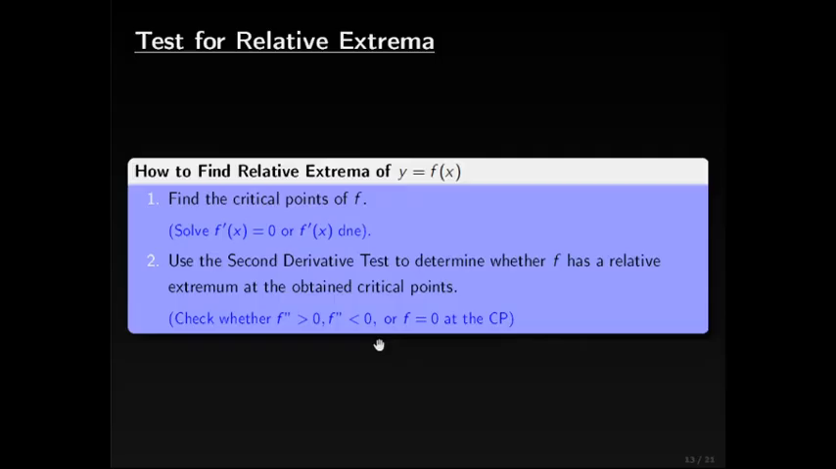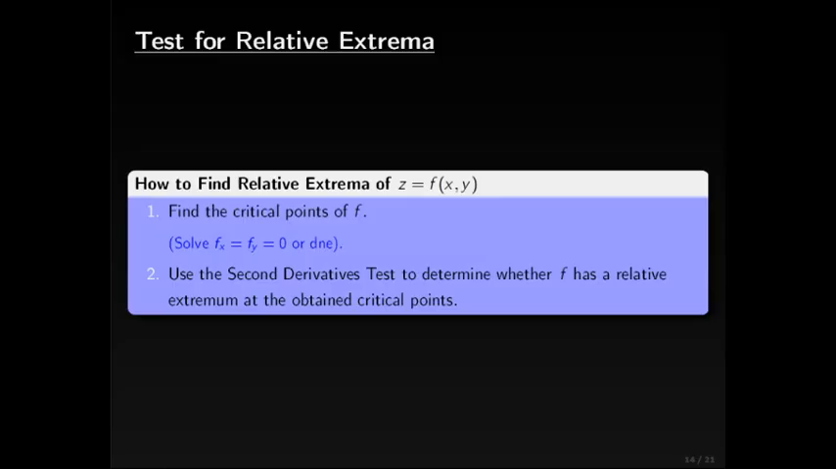And then the second step is we use the second derivative test to determine the nature of the critical point. So we have to check whether f double prime is positive, negative, or 0 at the critical point. Note that if f double prime is positive, then we have a relative minimum at the critical point. If negative, then we have a relative maximum. And if 0, then we say the critical point is an inflection point of f.